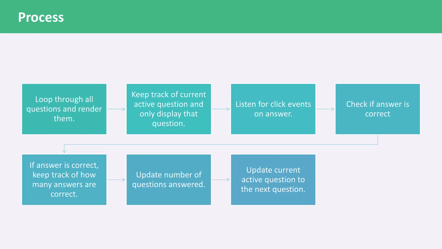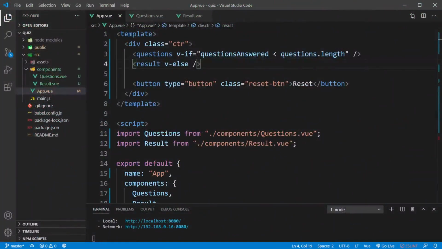First, we have to loop through the questions and render them. We want to present one question at a time. Therefore, we'll have to store the index of the current active question. We'll use the index to determine whether or not a question should be visible. Afterward, we'll listen for click events on the answers. If an answer is selected, then we'll check if that is the correct answer. If it is, we'll keep track of how many questions the user has answered correctly. We'll need to update the number of questions answered and move on to the next one. This is the overall process. If it doesn't make complete sense, then that's fine. We'll be going through it together when building the quiz app.